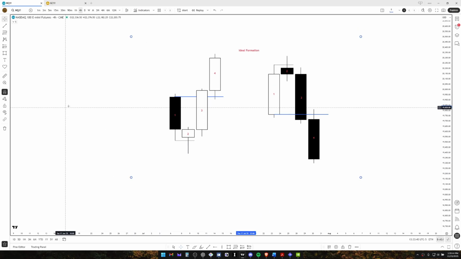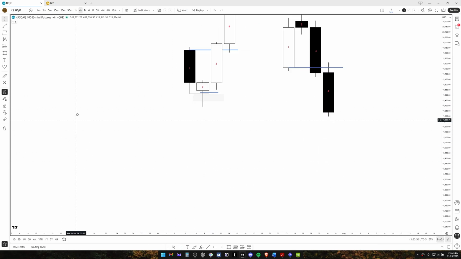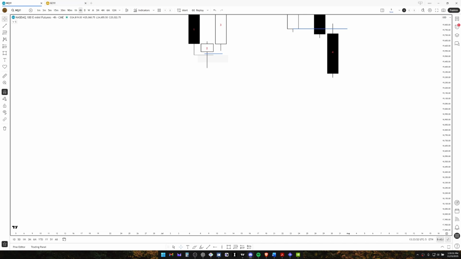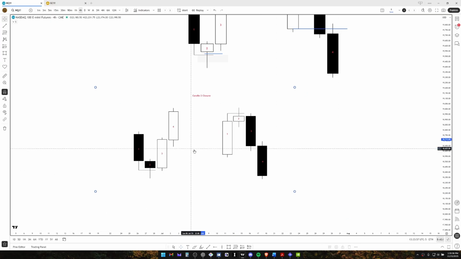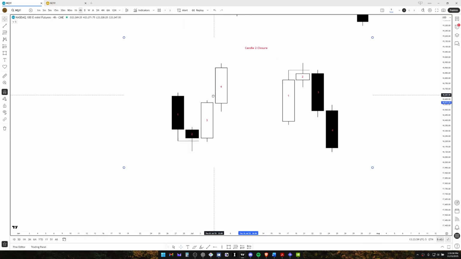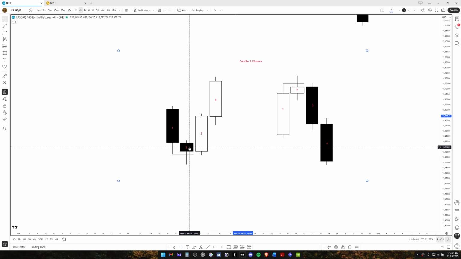Everything else that comes out of the different variations is just a variation of this. The next one we'll look at is a candle 2 closure. Let's say we still have a swing, but now it closes bearish over here, but the body closes above the previous candle's low. See how the body closes above? So in this scenario, it's a bit harder to trade the reversal. So we would wait for candle 3.